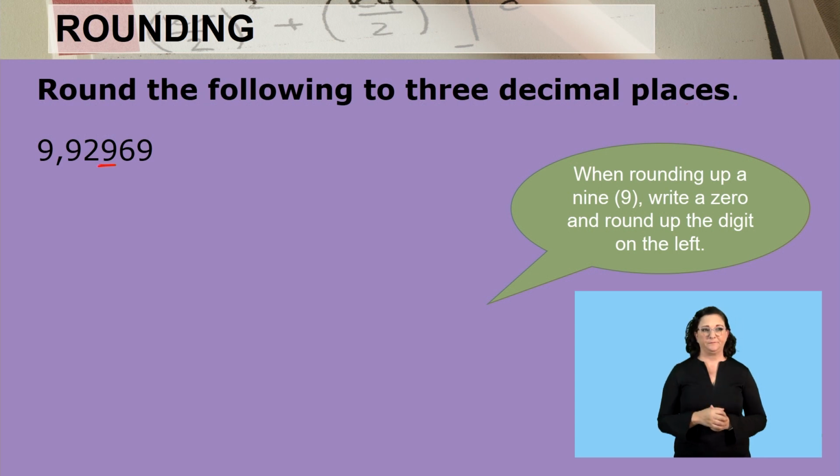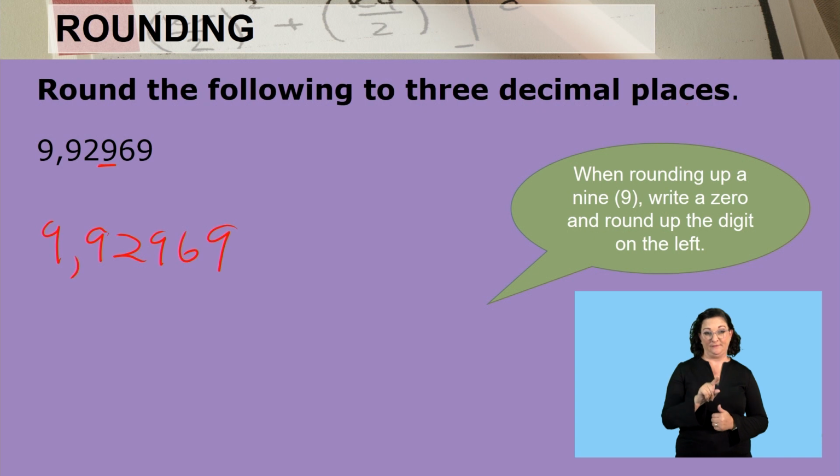Let's do it practically. Now, we have 9,92969. We're rounding off to the 3rd decimal place. We're focusing on the 4th decimal place. And the 4th decimal place is a 6, which is bigger than 5. Therefore, we're rounding up the 9. If you round up 9, you're going to add 1 here, which gives you a 10.